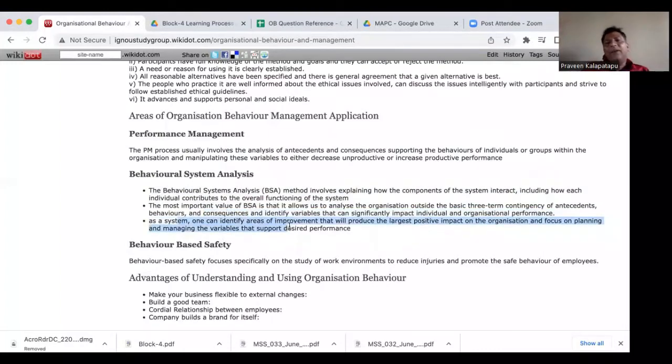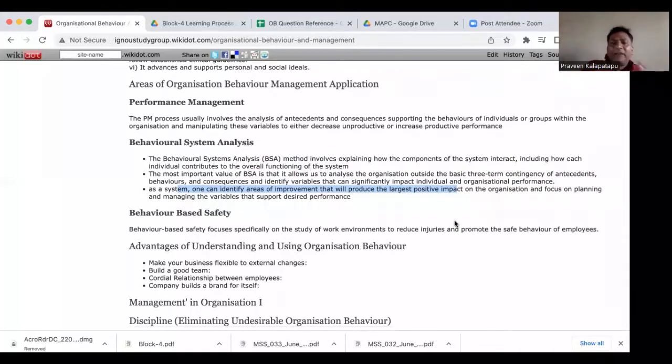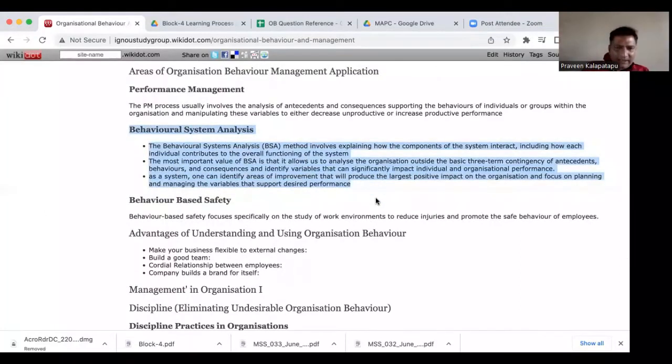As a system, one can identify the areas of improvement that will produce the largest positive impact. So when you look at it from the top, you can prioritize things. You can see what is the big thing that is going to impact in a big way as far as the entire organization is concerned. And then based on that, you can plan and aim. So it is like doing the analysis at a very systematic level.